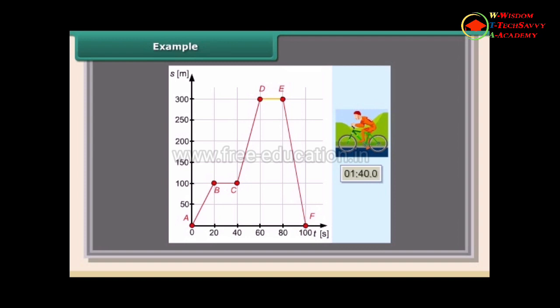Segment DE shows the cyclist stopped for 20 seconds. Then from segment EF, we can discover that the cyclist turned back and after 20 seconds reached the location from which he started his journey. He was moving with a constant speed of 15 meters per second.